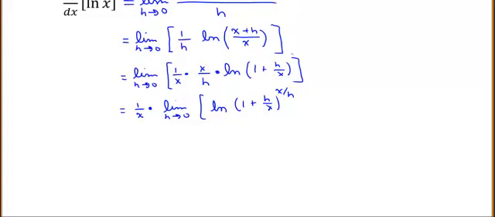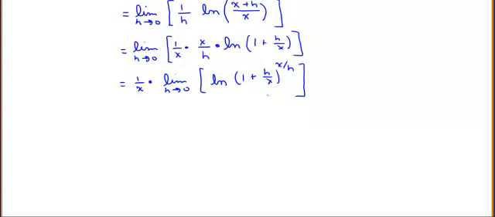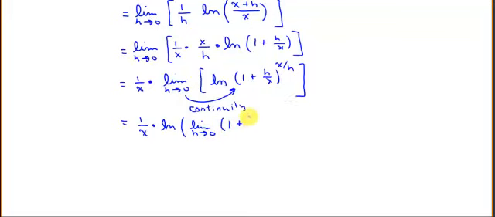Using the property of log, I can bring this x over h in as an exponent. And now, because log is a continuous function, provided this expression goes to a positive number, it's continuous for all positive numbers, it's continuous on its domain, I can take the limit inside of here because of the continuity. Okay? And so this would become 1 over x times the natural log of the limit as h approaches 0 of 1 plus h over x to the x over h.